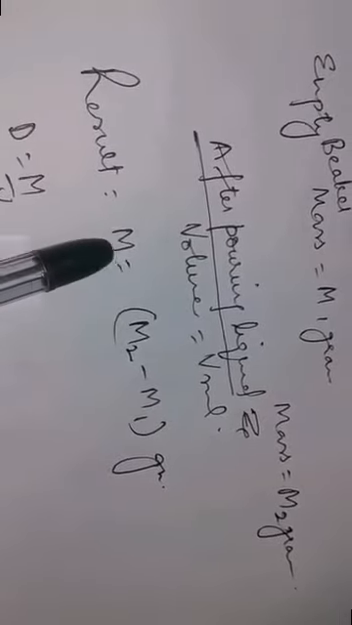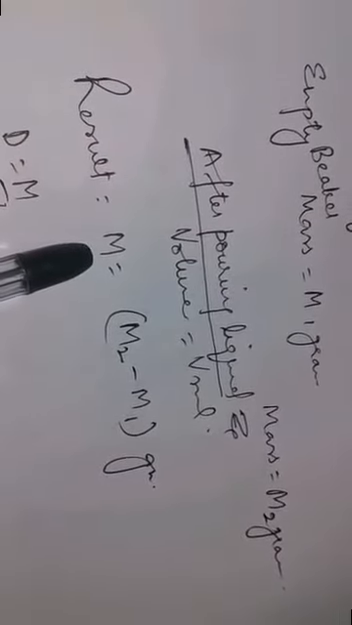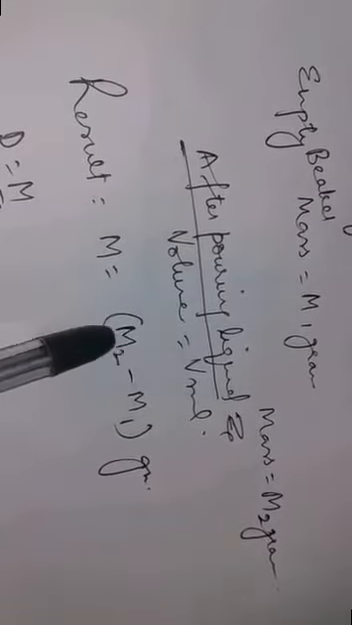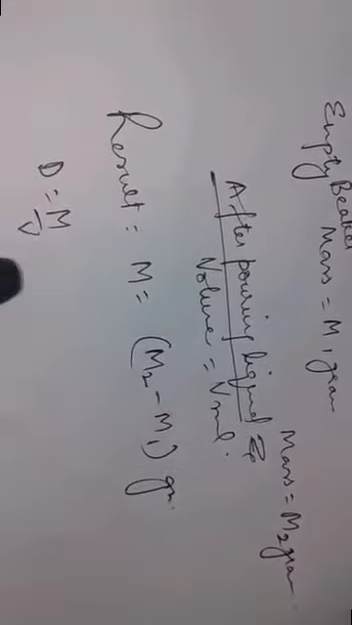Now we have to calculate the exact mass of the given liquid, that is the difference between the two masses, m2 minus m1 gram. And by using the formula density is equal to mass over volume, we can find the density of the given liquid.